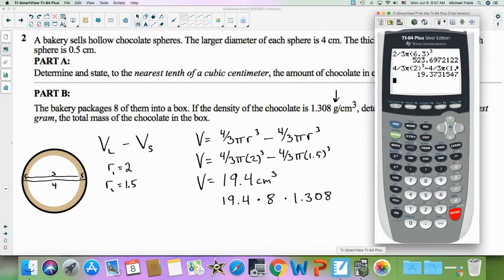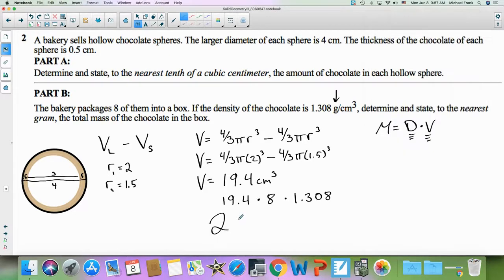So I'm going to get my calculator out. I'm actually going to be a little bit more accurate. I'm going to use this number right here, multiply that by 8, and then multiply that by 1.308. And that gives us our final answer, 203 grams of chocolate. Yum, yum, yum, yum.